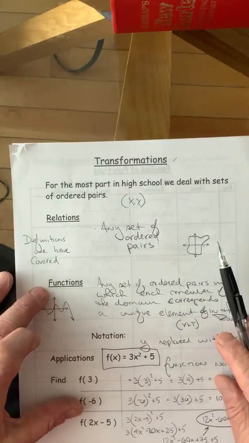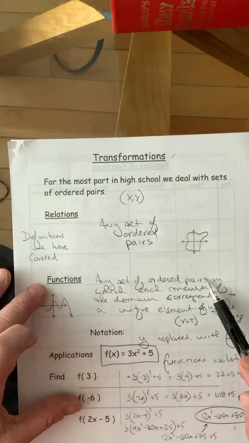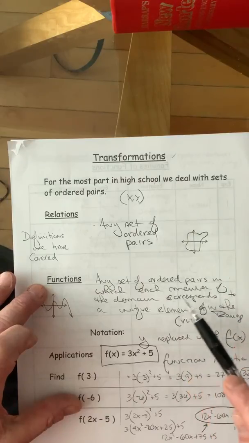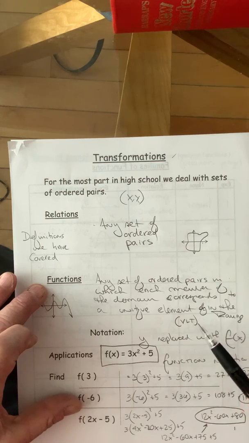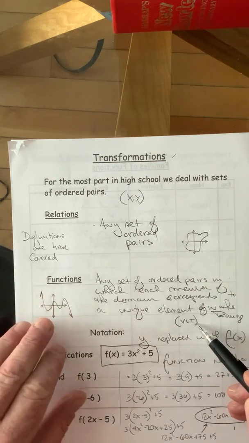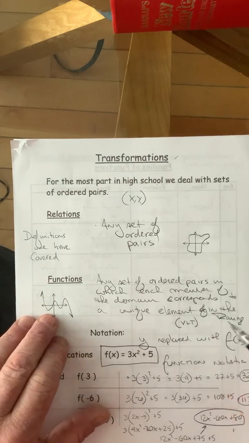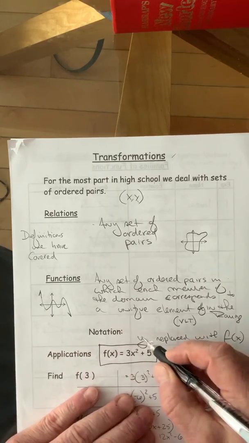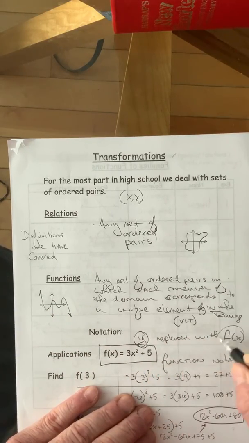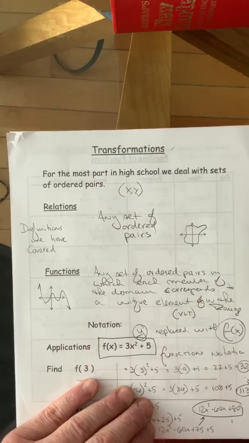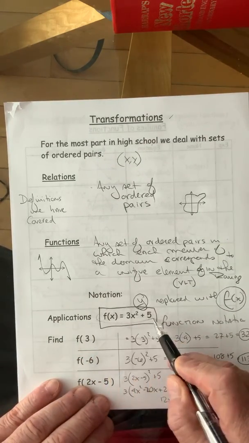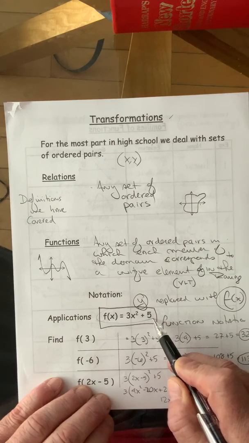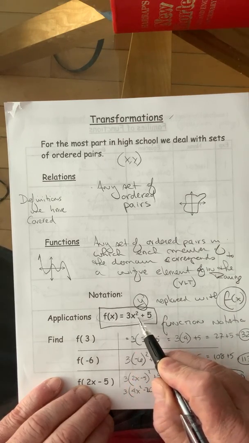or a function, any set of ordered pairs in which each member of the domain corresponds to a unique element in the range. The shortcut is the VLT, and here's a picture of a member of the cubic family. The notation is we replace y with f of x or g of x or whatever. Here's an example. There's a function. I know it's a function. I'm using function notation. It's also a quadratic.